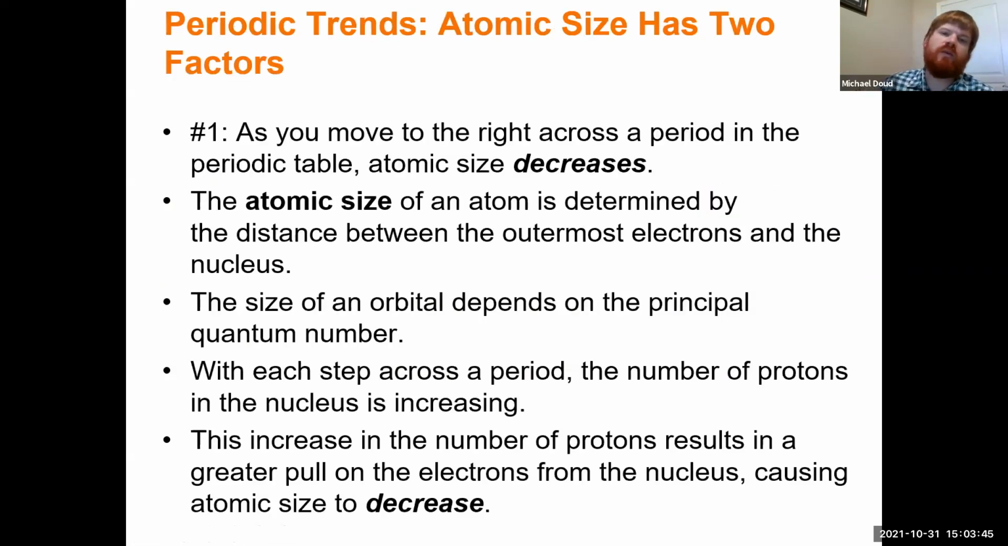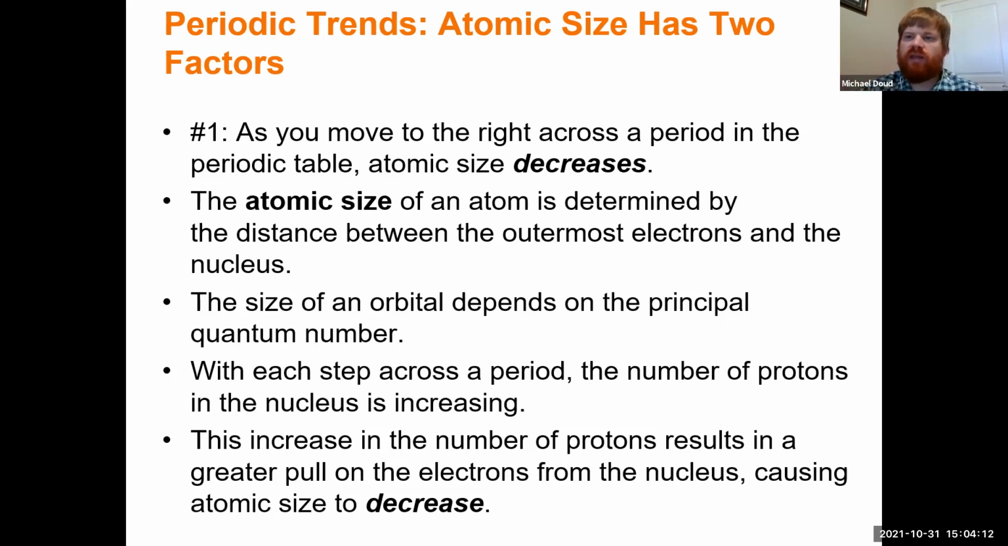Next up, why don't we talk about the size of an atom. As it turns out, the size of an atom actually has 2 separate trends. We have a trend left to right across a period, and then we have a trend top to bottom. Okay, so now we'll start with the most difficult one to understand. As you go left to right across a period on the periodic table, the atomic size actually decreases.